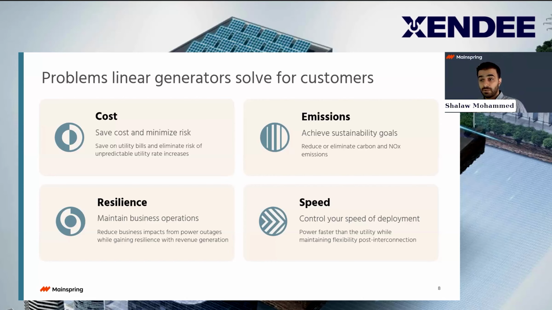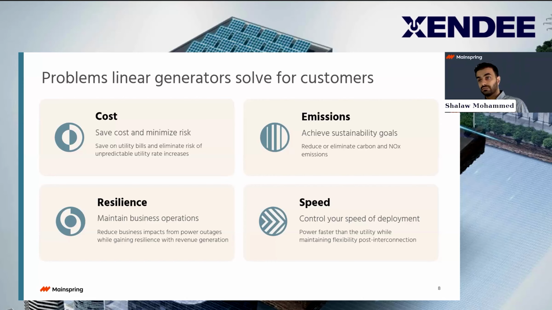Last but not least is speed to power. A lot of customers want power now, but the utility cannot get that capacity to them. A good example of this is the EV chargers across the country. They want power now in certain areas that are typically remote or very congested, and the utility cannot get the power to them. They approach us to install a linear generator on their site and be there for the duration until the utility is able to provide the power to them. And when the utility is there, we can switch the operation mode.